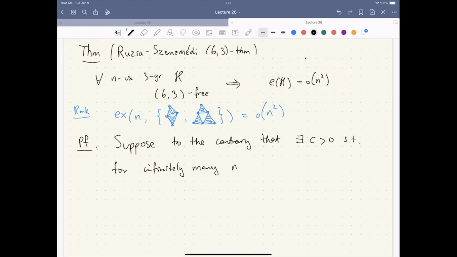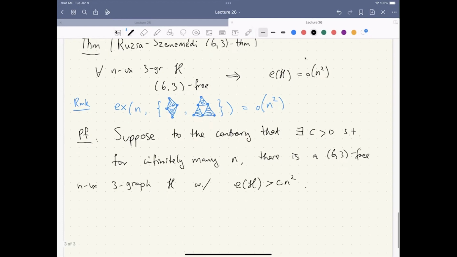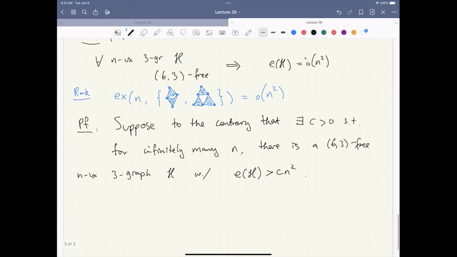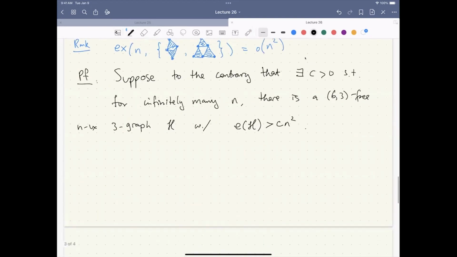Meaning there is a (6,3) graph H on n vertices with the number of edges bigger than Cn squared. So suppose we have an infinite sequence of growing order of (6,3)-free 3-graphs with a quadratic number of edges.